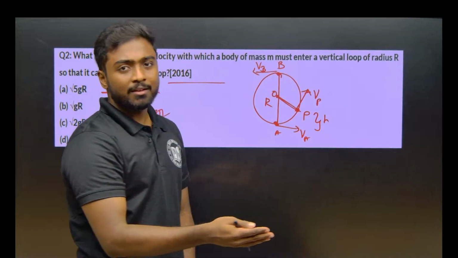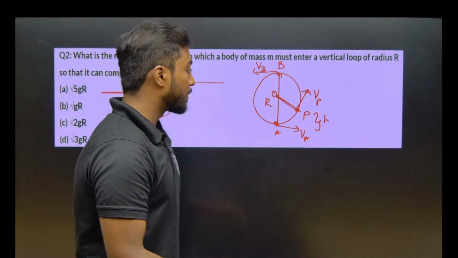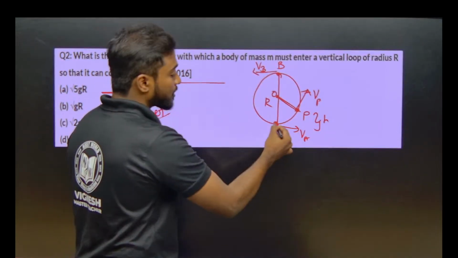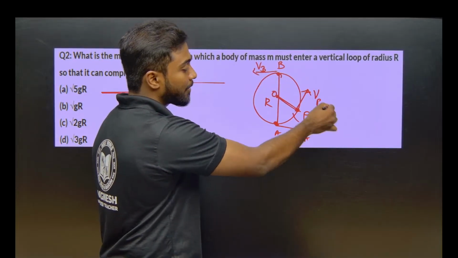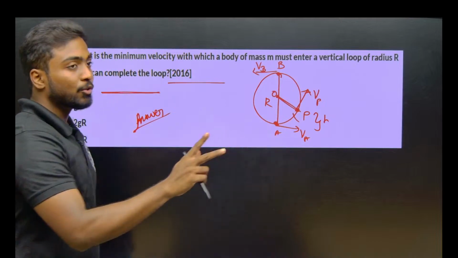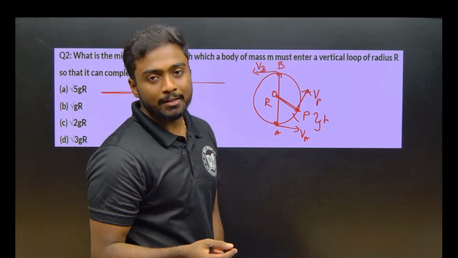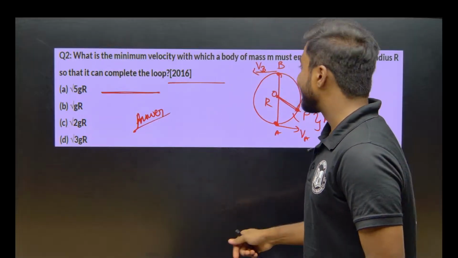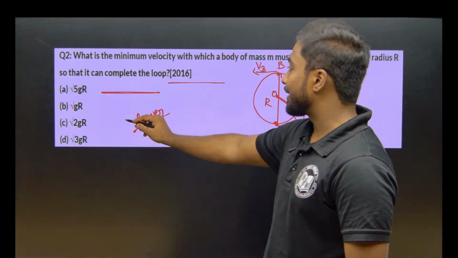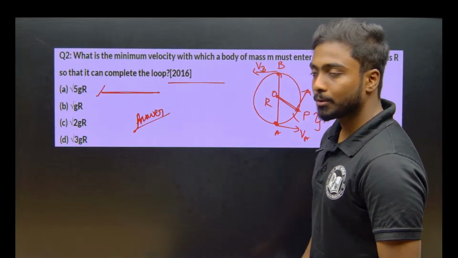So apply the conservation of energy formula. Here potential energy plus kinetic energy will be equal to the potential energy plus kinetic energy at the point P. So by the two equations I can find the minimum velocity required to complete a circular loop, that is root 5gr is the answer, guys. Okay.